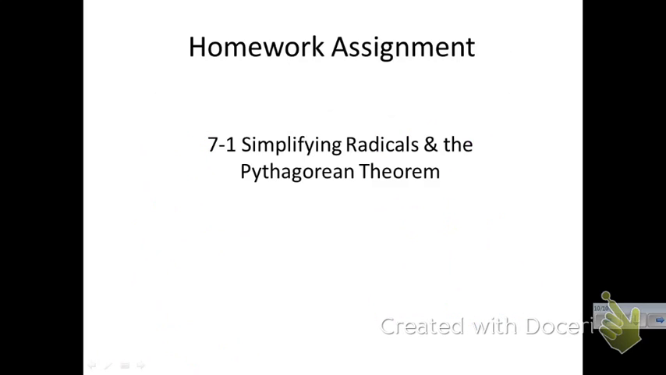Alright, I hope that will help you out with your assignment. It's 7-1, Simplifying Radicals in the Pythagorean Theorem.